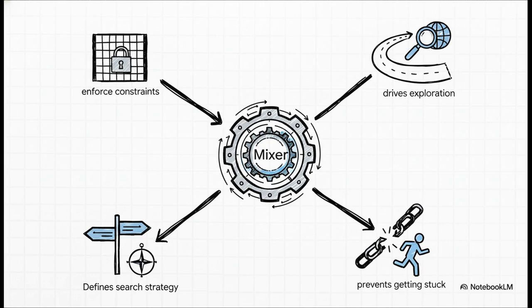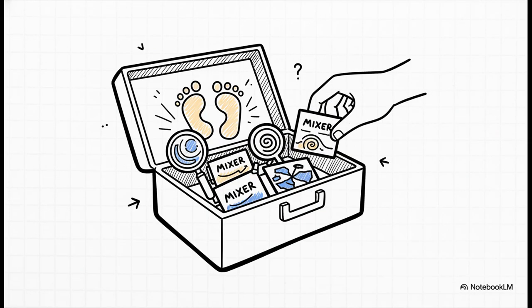Plus, for problems that have rules, like, say, a delivery route has to visit every city once, the mixer has to be smart enough to only explore valid answers. So when you boil it all down, the single most important thing to remember is this. The mixer isn't just some random component you plug in, it is the search strategy. Choosing your mixer is choosing how you're going to attack the problem.